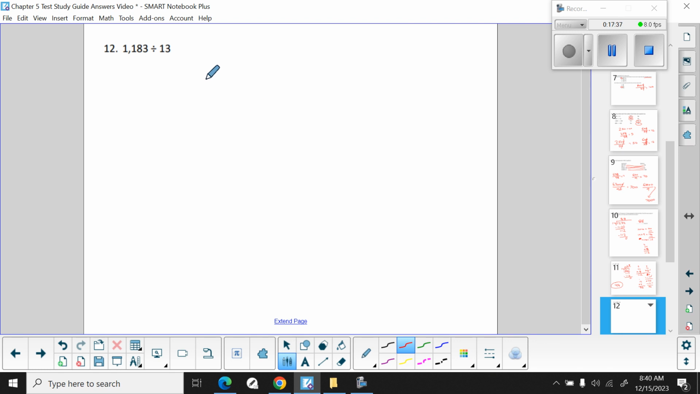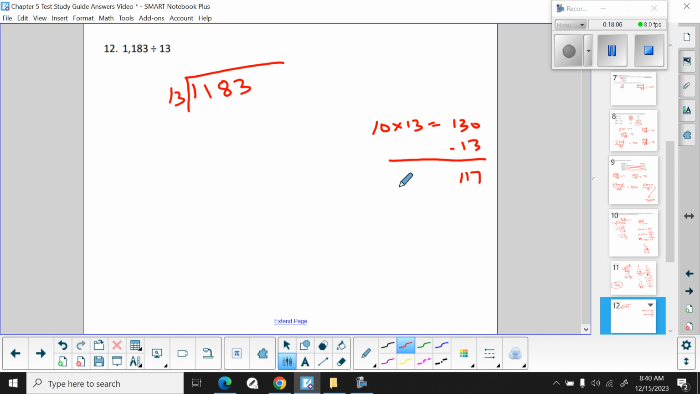Alright, let's try this one. 1,183 divided by 13. Alright, does 13 go into 11? No. 13 into 118. Let's try this strategy. Let's try 10 groups of 13. That's 130. Alright, well, I'm going to subtract 13 from that, which means I would get 117. So 9 groups of 13 should be 117, because 10 groups is 130. If I subtract 13 from that, 9 groups of 13 is 117.